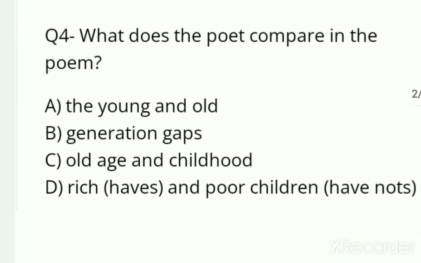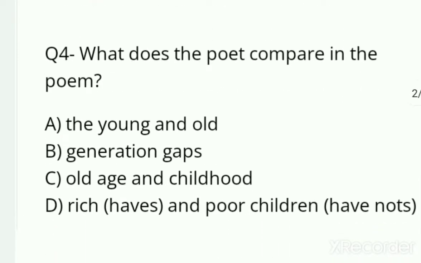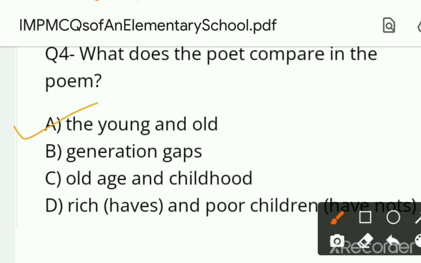Next question, what does the poet compare in the poem? Option A, the young and old, B, generation gaps, C, old age and childhood, and D, rich and the poor children. Yes, option D is the correct answer, rich and the poor children.